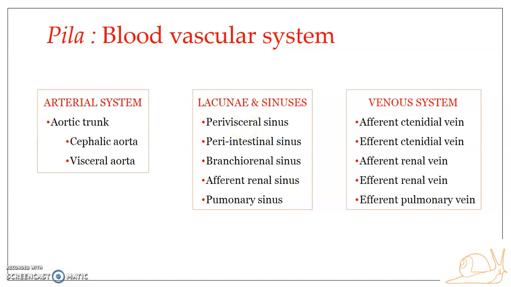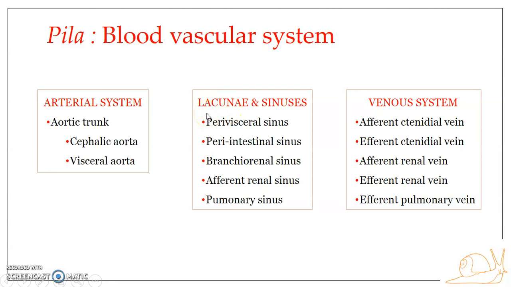Usually what happens is, once the blood reaches the cells and tissues in various parts of the body, the oxygen is used up and carbon dioxide is collected from the cells, and this deoxygenated blood is carried back to the heart. But in the case of Pila, the deoxygenated blood from various parts of the body gets collected first in small open spaces, and these open spaces are referred to as lacunae.